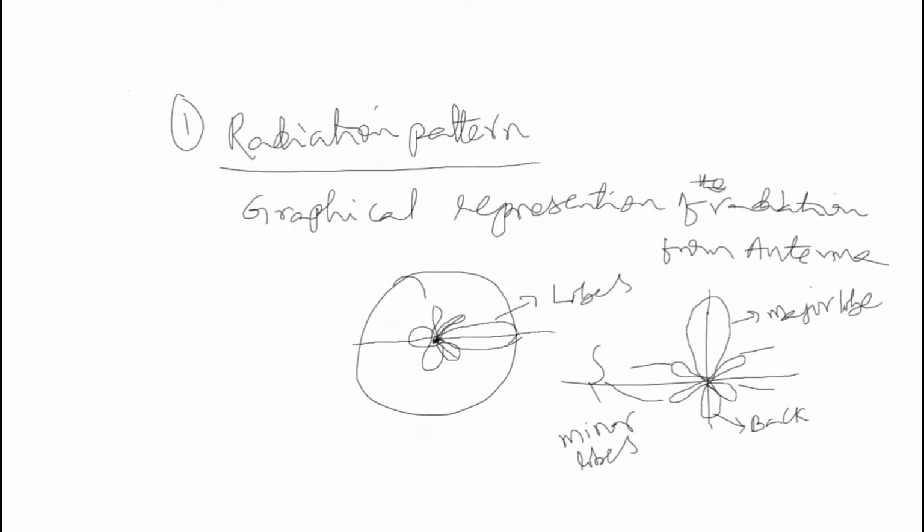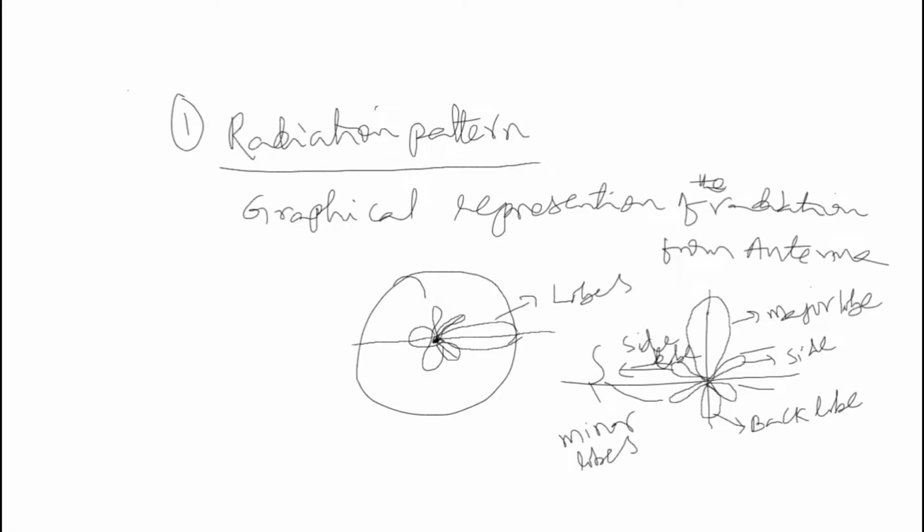Back lobe. This one is known as what? Side lobe. Side lobe or back lobes are nothing but minor lobes only. Minor lobe means what? A lobe other than the major lobe is nothing but a minor lobe. Side lobe means what? A lobe which is adjacent to the major lobe is known as a side lobe.